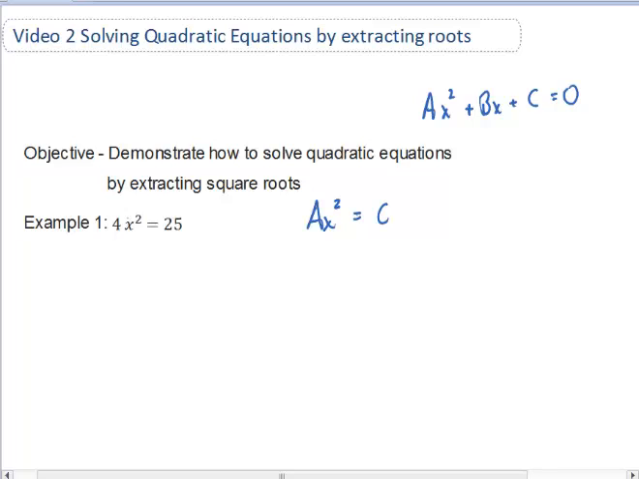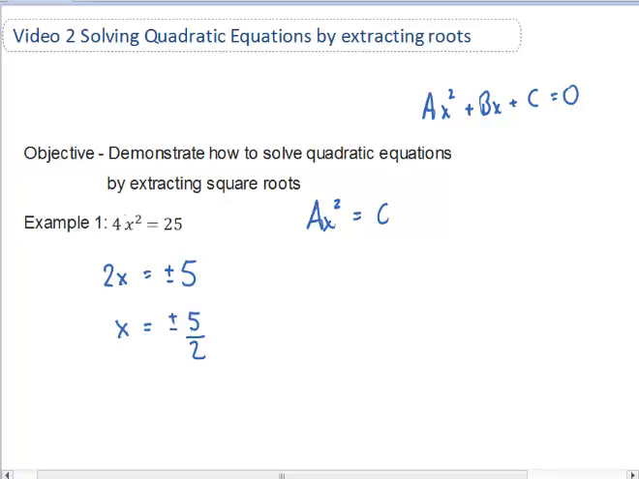We're going to take the square root of both sides. So we're going to have 2x equals plus or minus 5. Remember, the square root of 25 is plus or minus 5. Now I'm going to divide by 2, and I'll get my two solutions. I'm going to get plus or minus 5 halves for the answer to this.